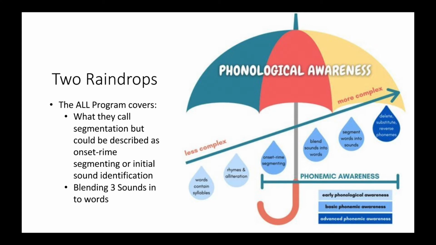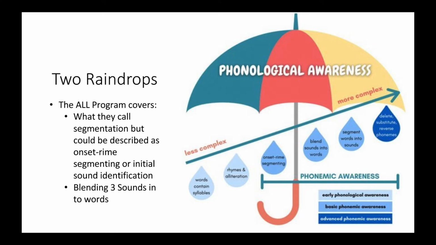When we look at the skills falling under the umbrella term of phonological awareness, there are many skills that can be taught. These skills are represented by the raindrops underneath the umbrella. So the skills move from light blue on the lower left being less complex to the dark blue on the upper right being more complex. So the ALL program specifically only covers the basic phonemic awareness skills of what they refer to as segmentation, but could be considered onset rhyme segmentation or initial sound identification, and also blending of 3 sounds into words.